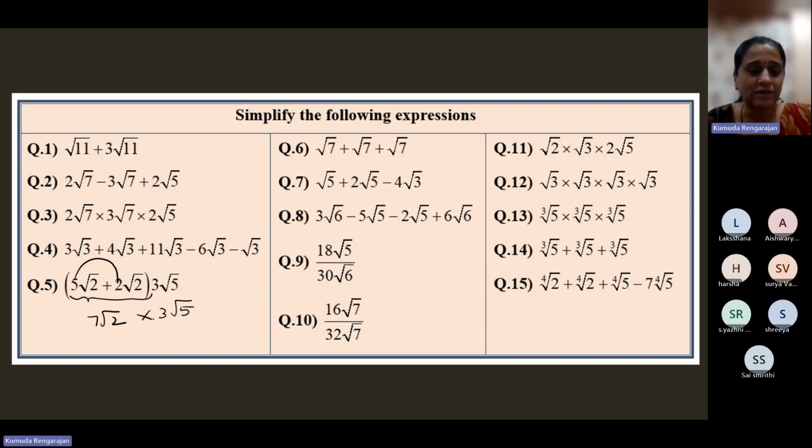Now multiplication can be performed even with unlike surds. Okay, ma'am, understood. 7 3s are 21. And 2 5s are 10. Okay, ma'am. Thank you, ma'am. 10.